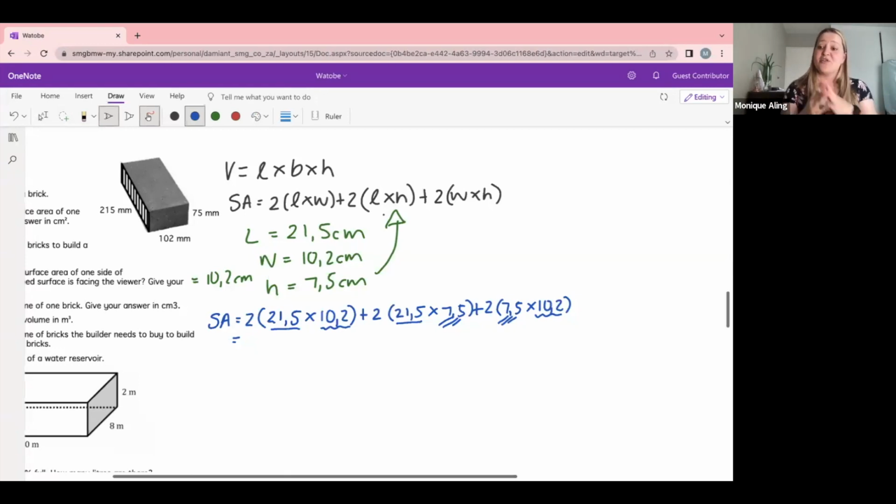But now remember, you're not allowed to use a calculator. So you need to go and do your times calculations on the side. And once you have done all your calculations, you should get an answer of 914,1 centimeters squared. Surface area is squared.